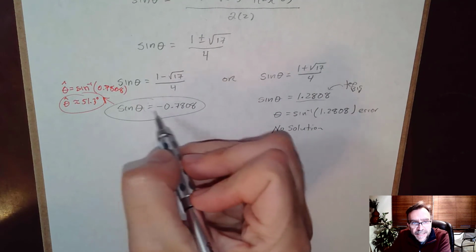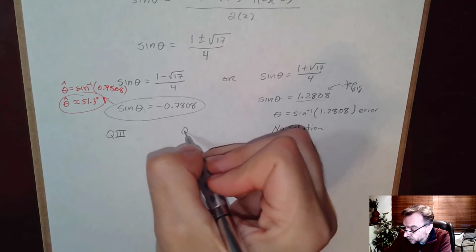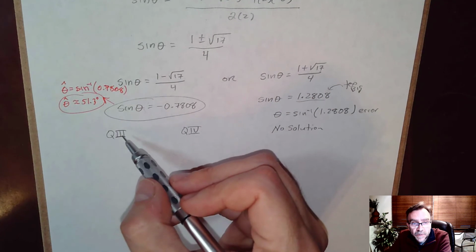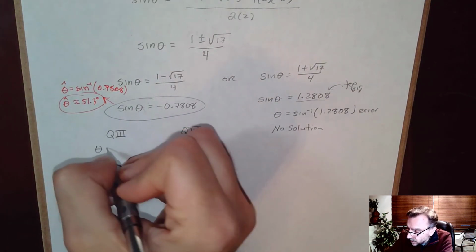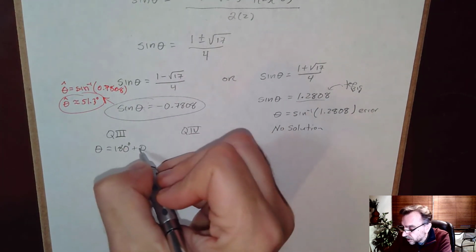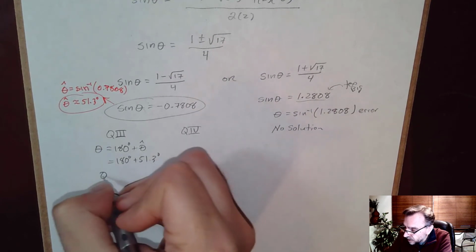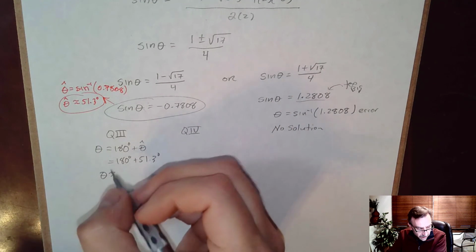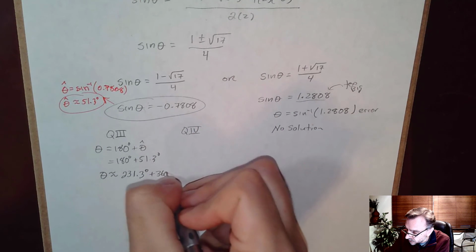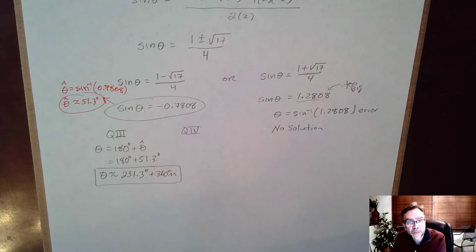And we know sine is negative in Q3 and Q4. Sine depends on the y value, so y values are negative in Q3 and Q4. In Q3, the angle that we're after is 180 degrees plus the reference, so 180 degrees plus 51.3 degrees. The theta that we get is 231.3 degrees plus 360 degrees n. So the infinitely many answers there are terminating in Q3.